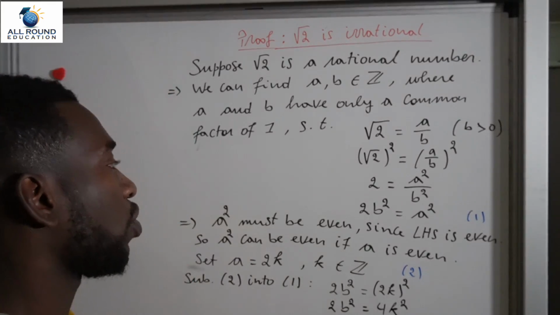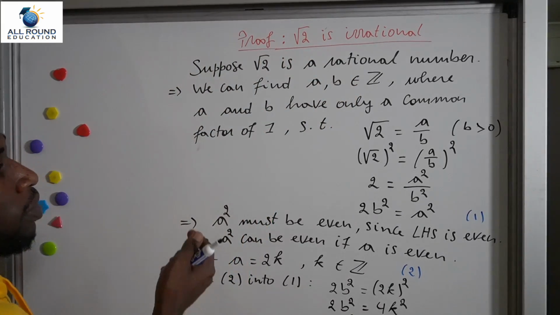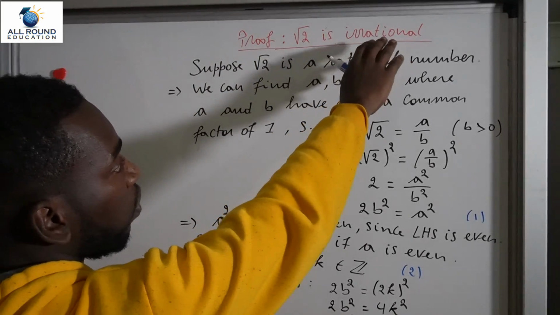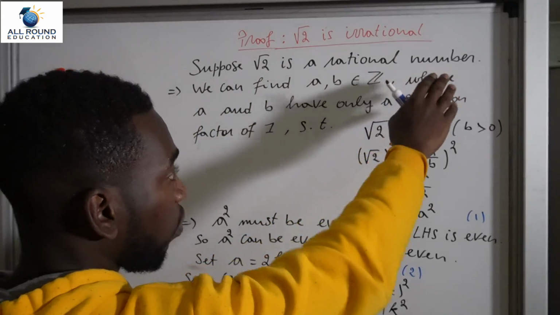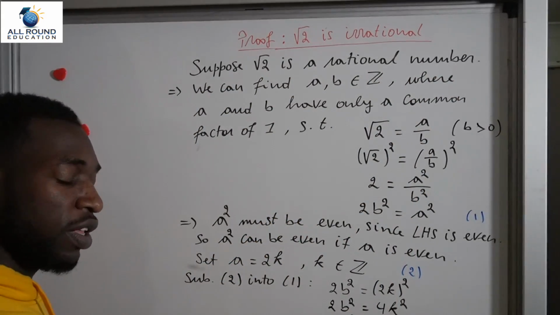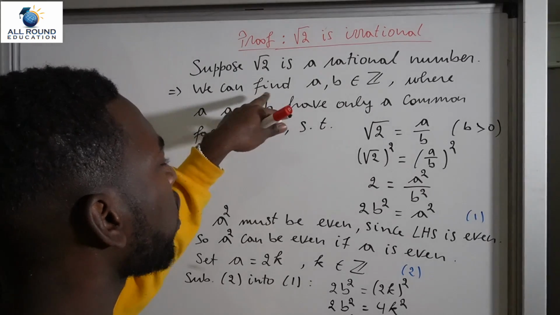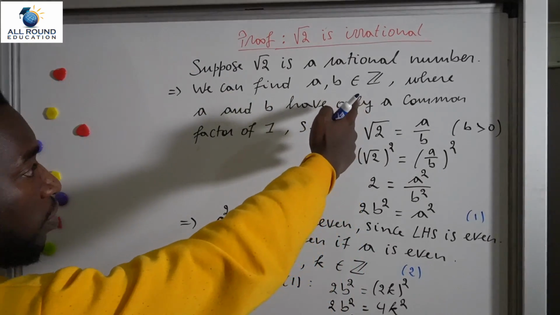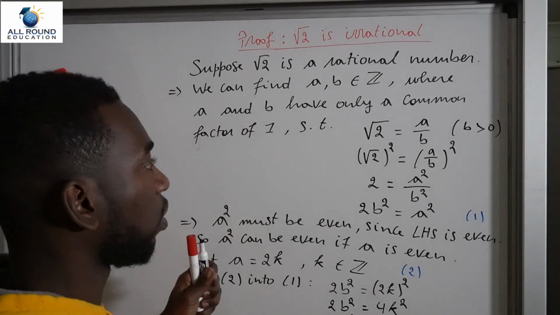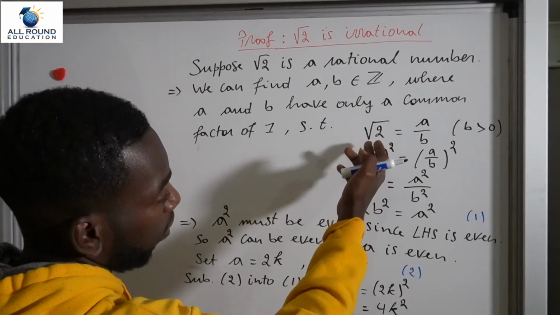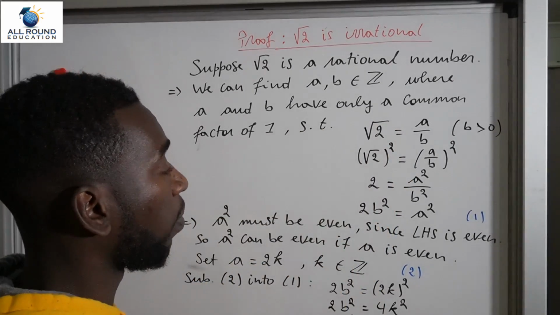What we do in a proof by contradiction is suppose that the opposite of what we are trying to prove is true. So if we are proving that the square root of 2 is irrational, we suppose that root 2 is a rational number. Then what does that mean? We saw the proper definition of a rational number. It means we can find integers a and b, where a and b only have a common factor of 1, such that we can write the square root of 2 equals a over b.